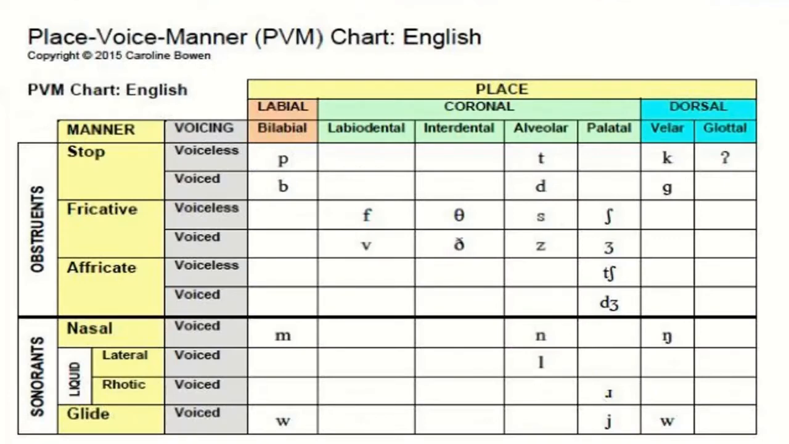Now, here we have the place, voice, manner, or the PVM chart. It shows here the manner of articulation, the voicing, and the place of articulation. And here, as you can see, we have the 23 consonant sounds. We can see here where we are going to put each consonant.